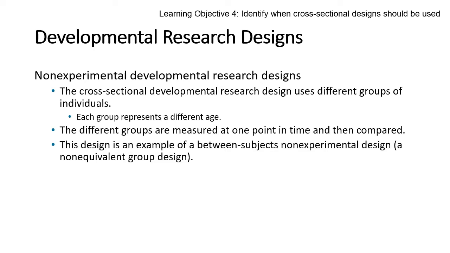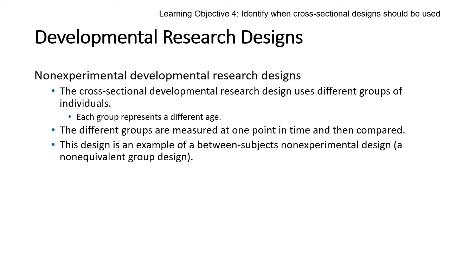And in the cross-sectional design, each of the different groups are measured at one point in time and then compared. So I measure all of them, the people in their 20s, 30s, and 40s. I measure all of them on their internet usage or their acceptance of the internet, and then I make a comparison between them. This is a between subjects non-experimental design with non-equivalent groups because the groups have already been assigned, and it's between subjects between different groups.